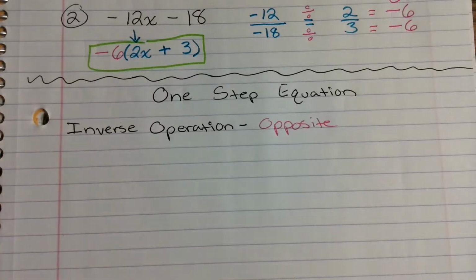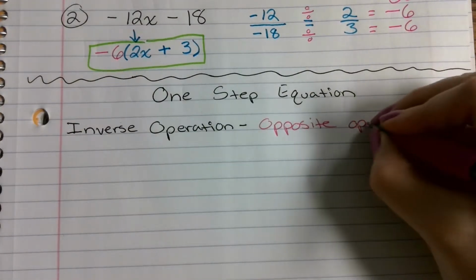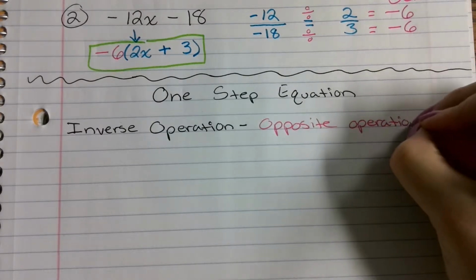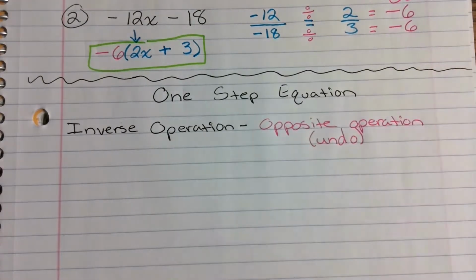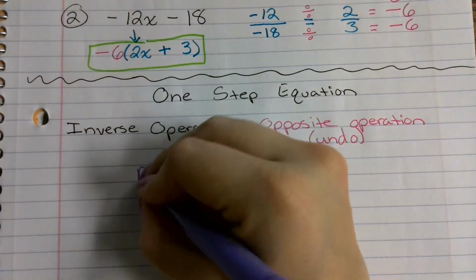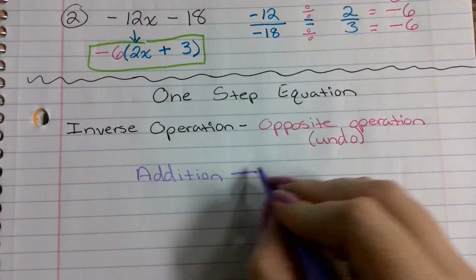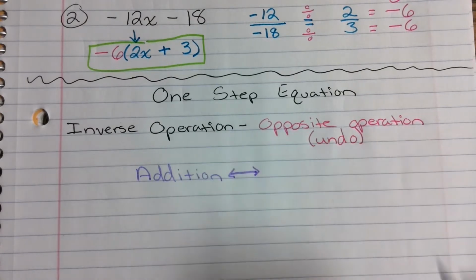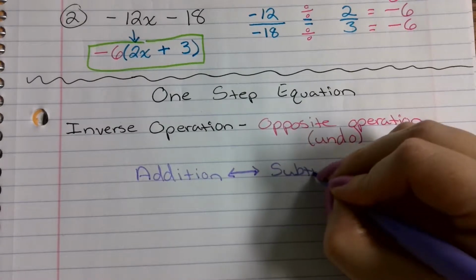Okay, so the one-step equations. Like Alex said before, inverse operation just means opposite operation. So when we're talking about opposite operations, we're talking about the process of undoing something, the reverse operation. Okay, who can raise their hand and tell me what is the inverse to addition? What is the inverse to addition, Justin? Subtraction. So the opposite of addition, or the inverse of addition, is going to be subtraction.